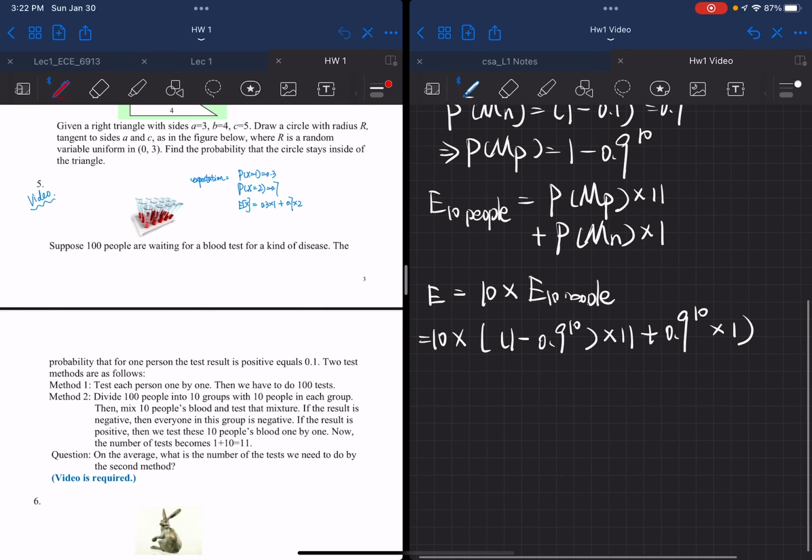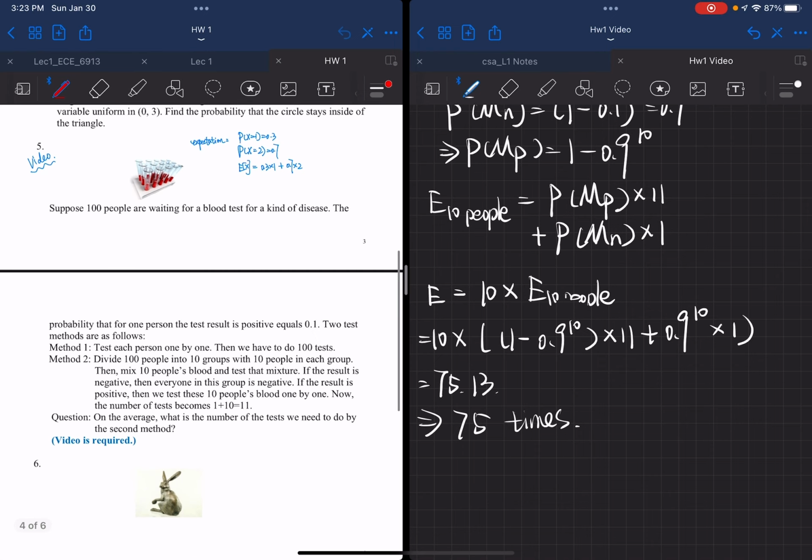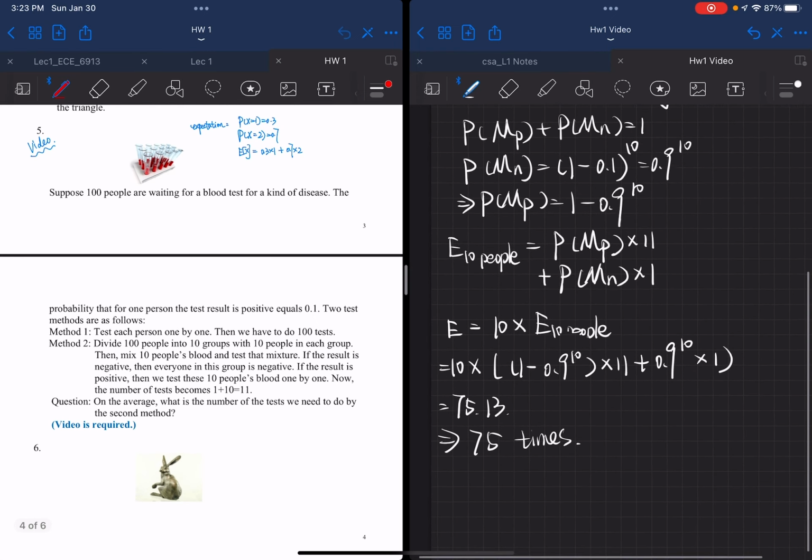After calculation, we get the final result equal to 75.13. So we need around 75 tests if we do this by the second method, which is greatly lower than the 100 tests if we use method 1.